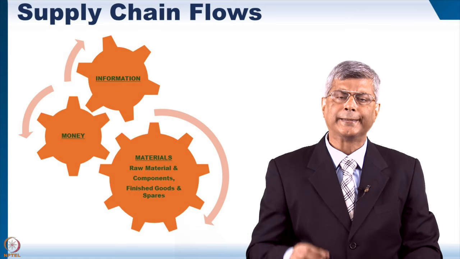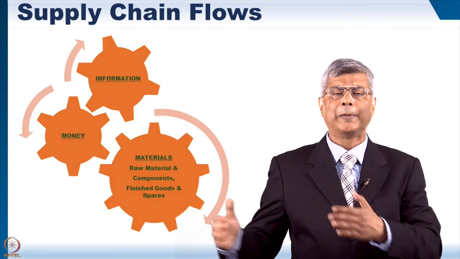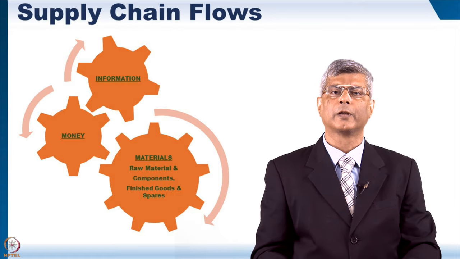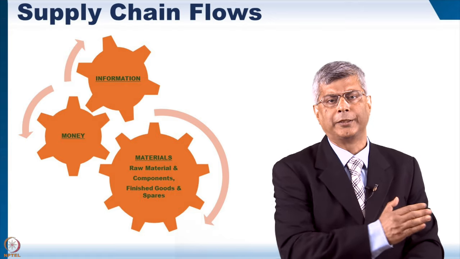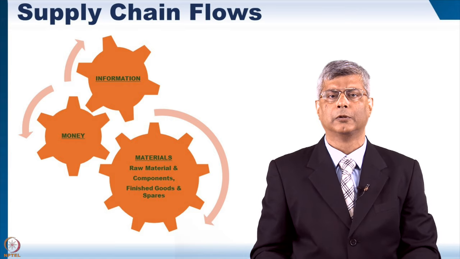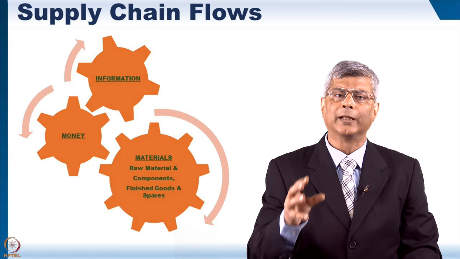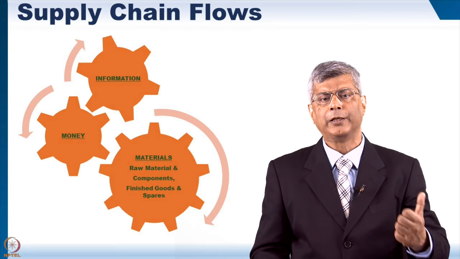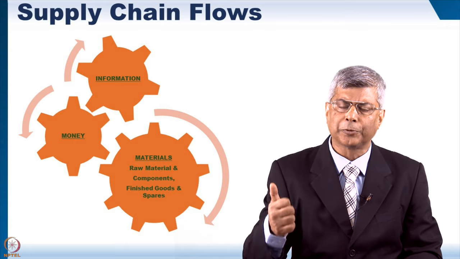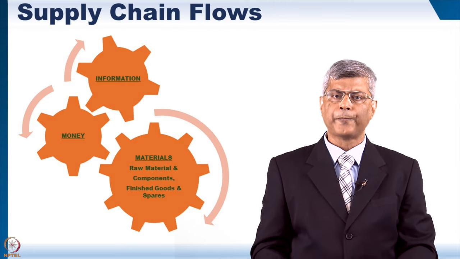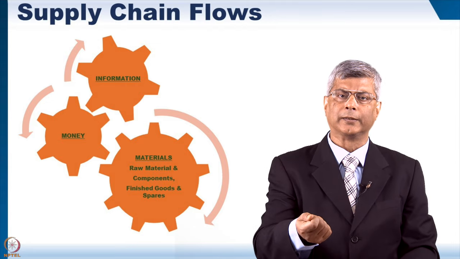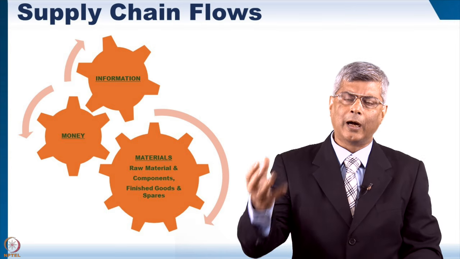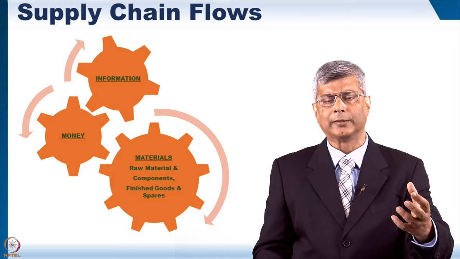What's very important is that supply chain ultimately is like a chain. There's a lot of flows happening in a supply chain. So what are the flows? The obvious flows are the flow of goods and material. As I said, it could be raw material, components, finished goods, and also spares. Remember, if you buy a car, the car manufacturer has to give you spares. So the spares also move through the supply chain. So there's a car supply chain, and there are the spares supply chain.